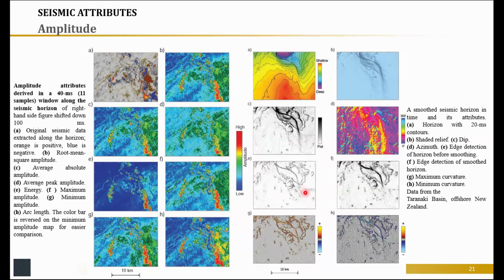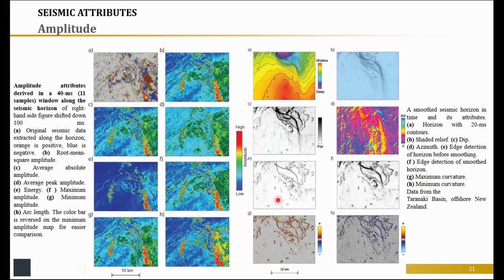This is a minor fault, but you cannot find it clearly like in that figure here. And also some of the features here become not clear, like what we have here. So smoothing of the horizon can affect your attribute result. You need to be careful when you do smoothing, even for the structure horizon.